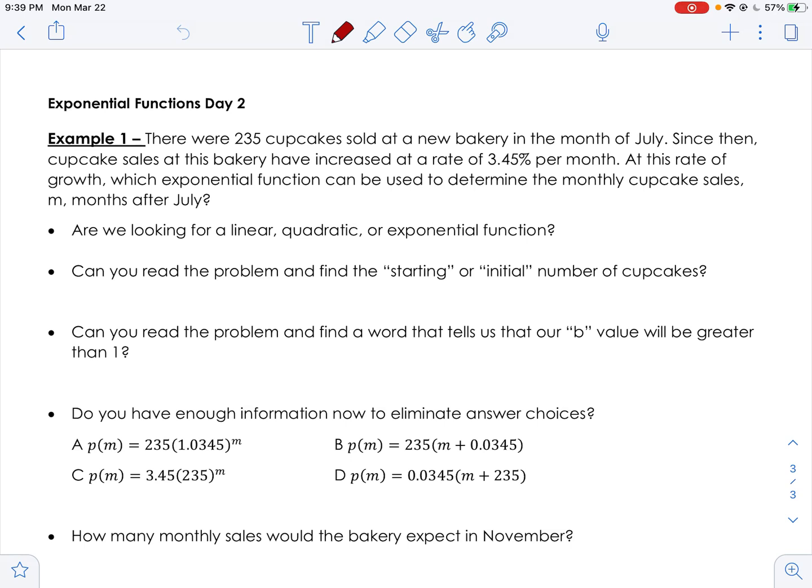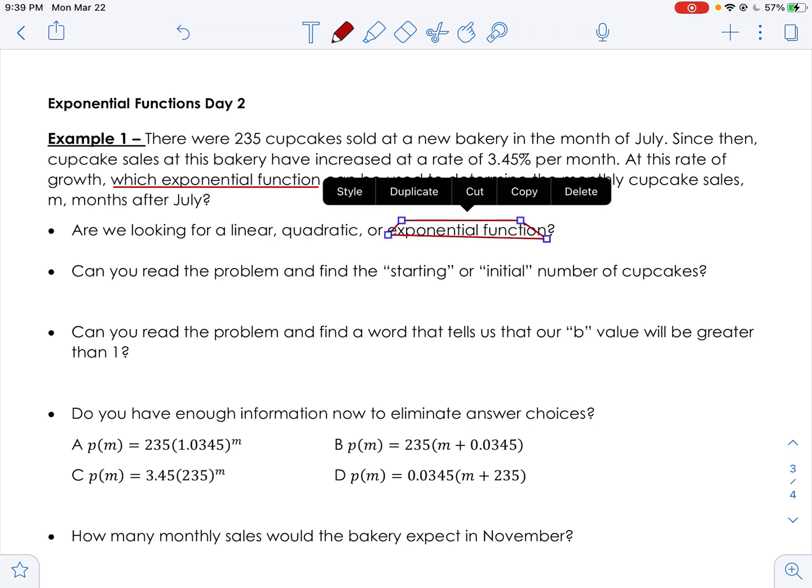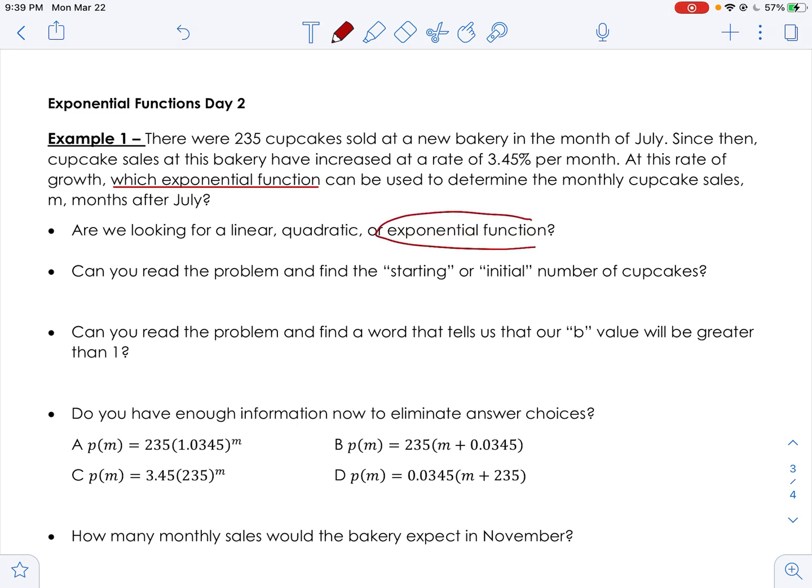So if we look at the first question, it says, are we looking for a linear, quadratic, or exponential function? Well, in our word problem, it tells us which exponential function can be used to determine the monthly cupcake sales. So we're looking for an exponential function. Not sure what that did there, so let me fix that. There we go.